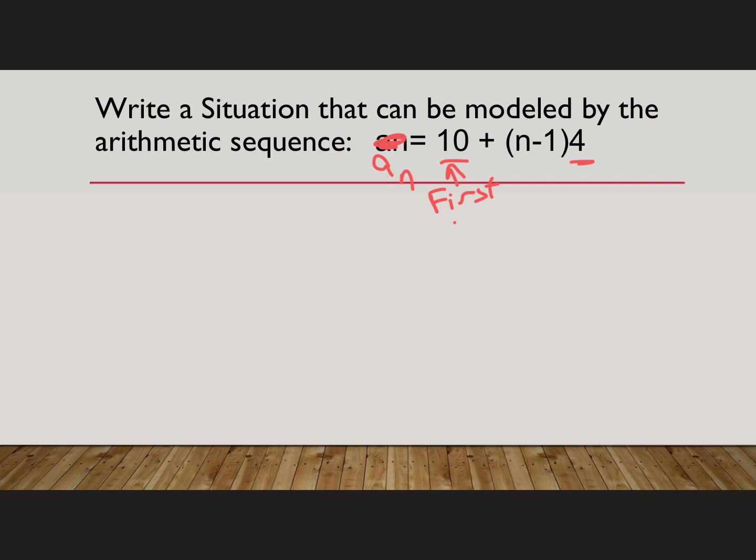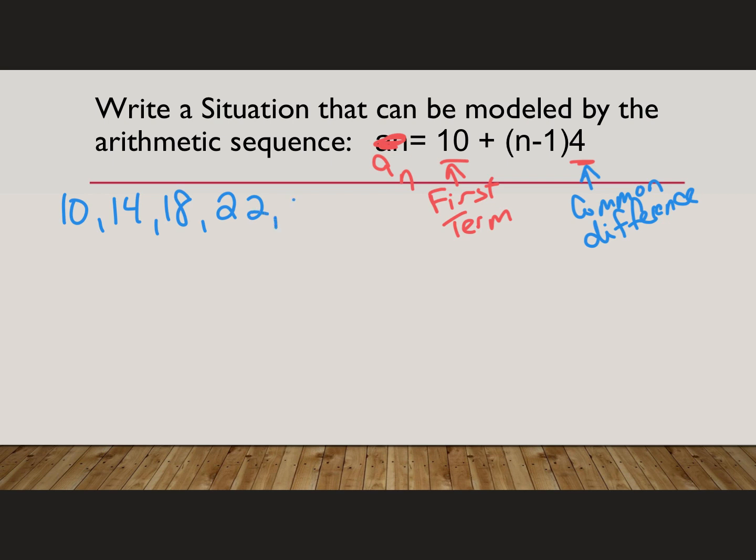So that's my first term. And I know that this 4 is my common difference. And since it's positive, I can know that it's increasing. So I need to think of something that could start at 10. So this is going to be something like 10, 14, 18, 22, 26. Well, what can I do? What can I figure out for that?